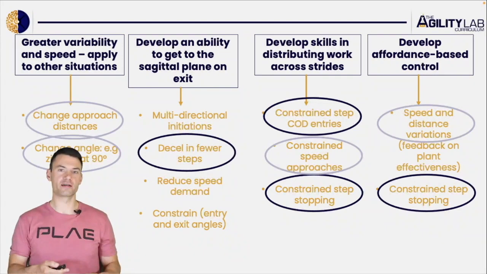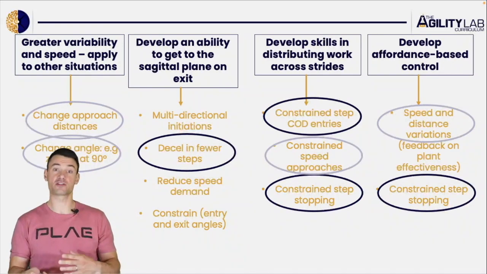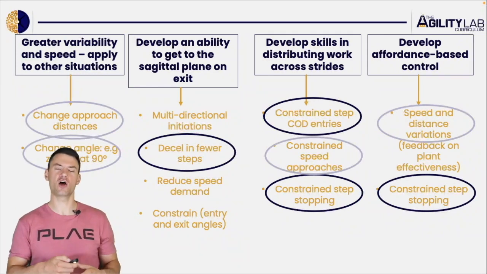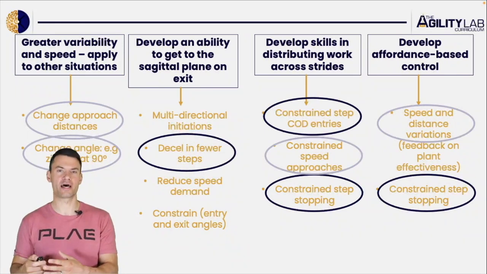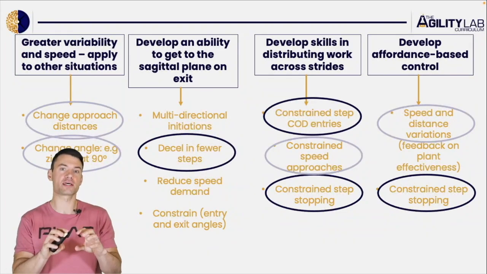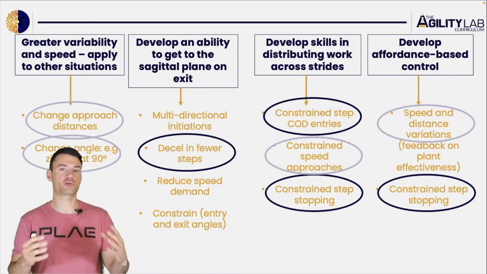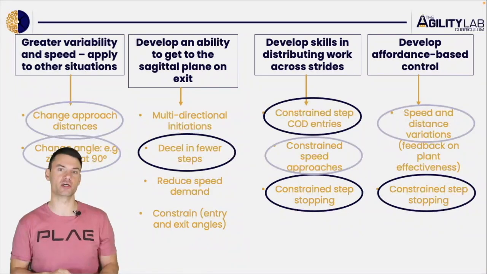Now when you look at what's highlighted, you should begin to see similar themes. Things in dark blue are all following the same kind of thought process, and things circled in grey, again, are following a similar thought process. And this is where, for me, these key skills of developing work distribution across strides and developing some good affordance-based control and understanding of their own capability at speed and different angles, those are core skills and core competencies that we need to develop that will transfer to pretty much all of our different multi-directional agility-based situations.